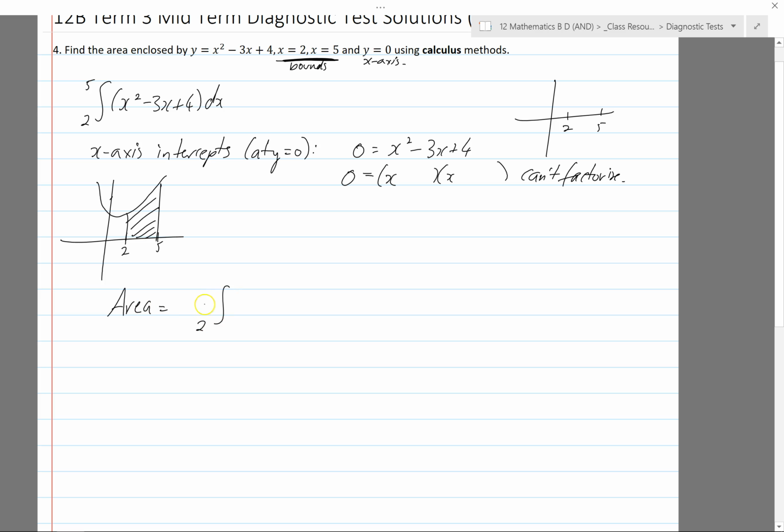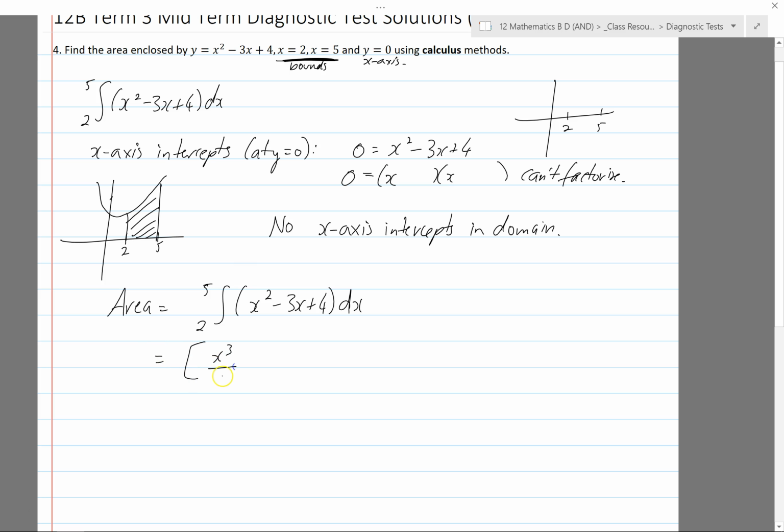Area will just be the integral of this guy. Okay, but it is important that I've checked here and I've made some statement saying no x-axis intercepts in that domain. If I wanted to be extra cautious, I could put absolute value signs around that as well, just in case it was a negative one, but I've seen that it's a positive area above the x-axis.